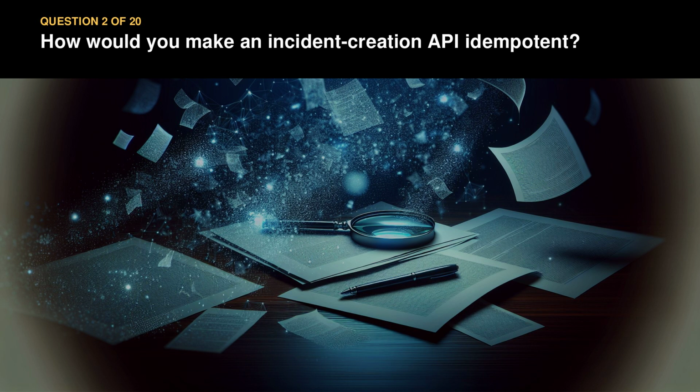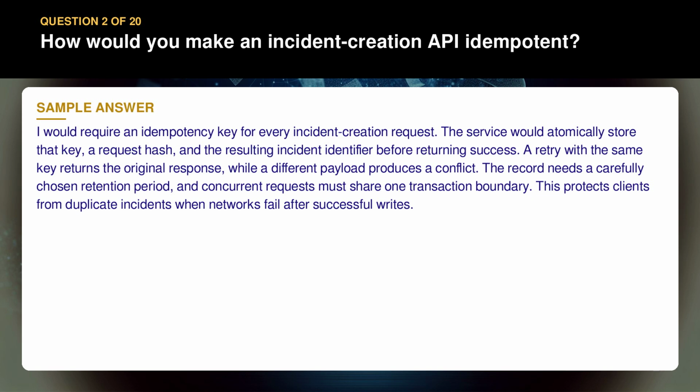Question 2. How would you make an incident creation API idempotent? I would require an idempotent key for every incident creation request. The service would atomically store that key, a request hash, and the resulting incident identifier before returning success. A retry with the same key returns the original response, while a different payload produces a conflict. The record needs a carefully chosen retention period, and concurrent requests must share one transaction boundary. This protects clients from duplicate incidents when networks fail after successful writes.